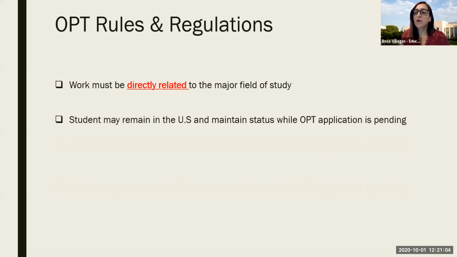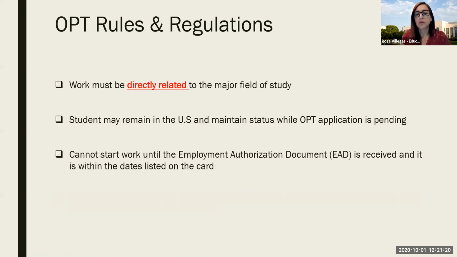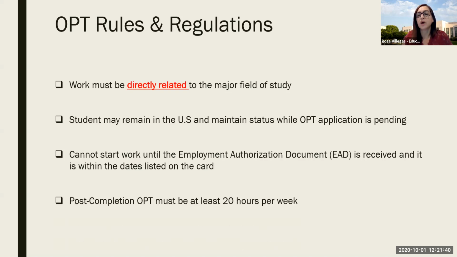Also, when you're applying for OPT or during OPT, you're still an F1 student. So if your application is taking a little longer to process, you can remain in the US until you get a response from USCIS. However, you cannot start employment until you actually receive approval. If you start employment and work without authorization, that's considered illegal employment. So that's not good. We don't want you to do that. So please, please do not begin any type of employment until you have your authorization card.